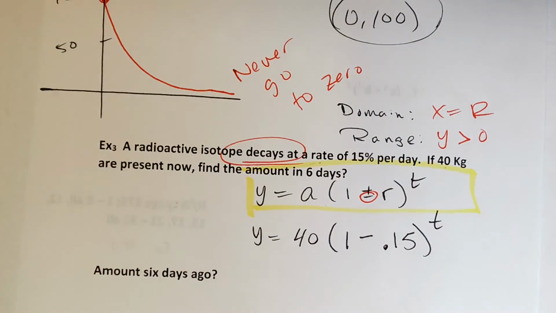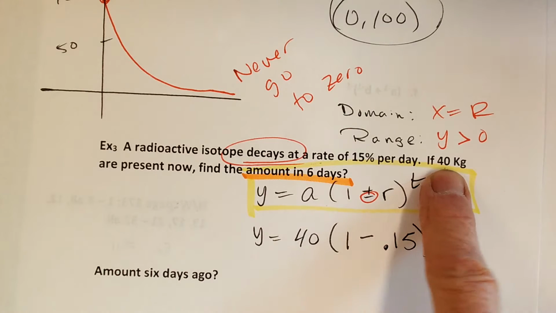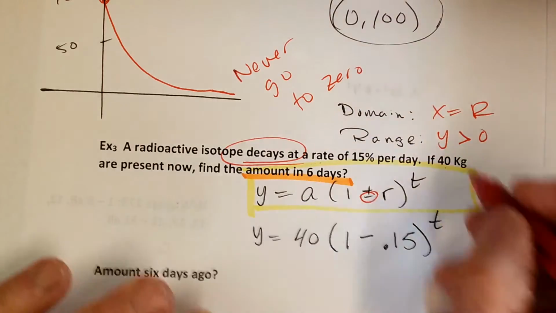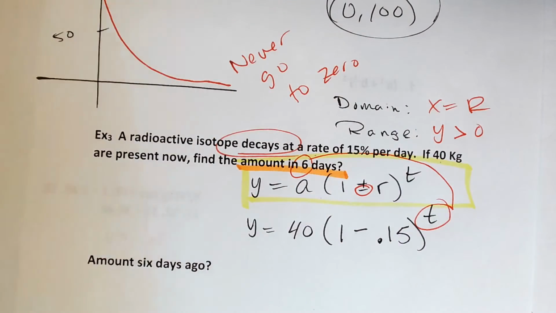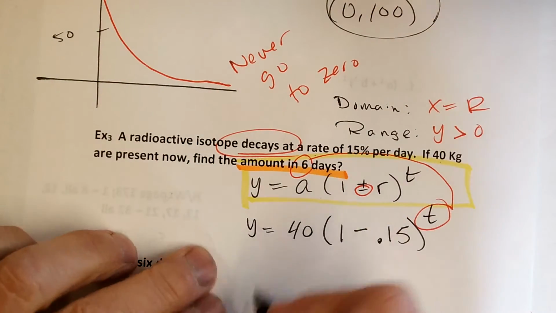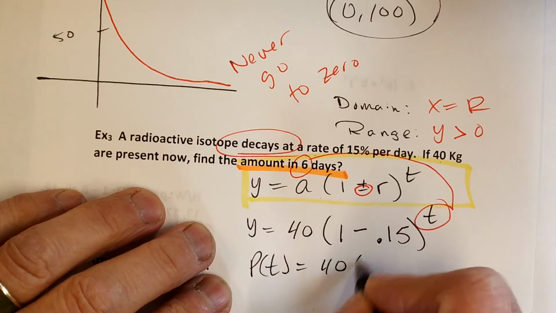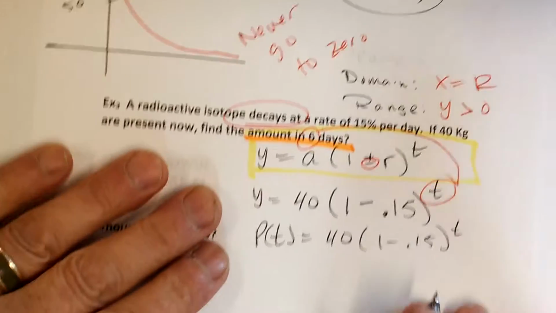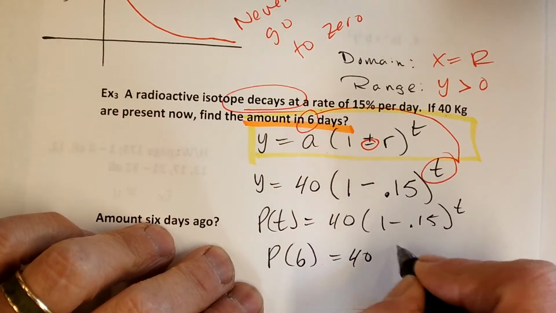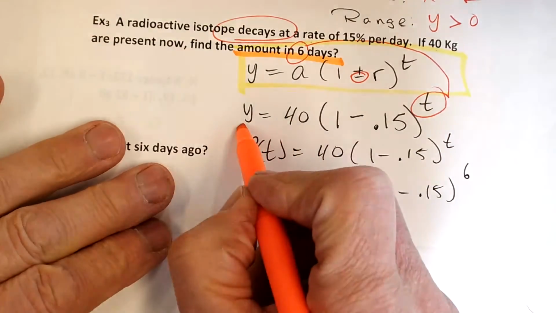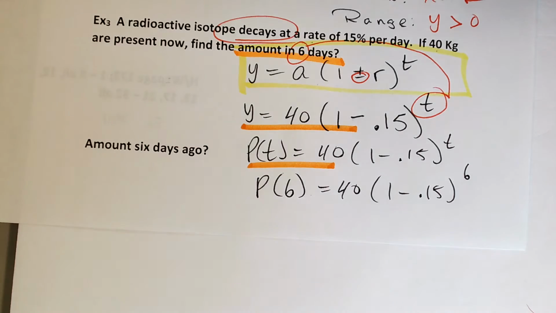So it says, first of all, find the amount in 6 days, okay? So one way you could do this is you could take 40, and then take 15% away, do it again, do it again, or just use the formula, right? That's why we made a formula. So use our formula, let's put our 6 days in for t, and then just use our calculator to get our answer. I'm going to make it into a function. I'm going to say P of t equals 40 times 1 minus 0.15 to the t. So P of 6 equals 40 times 1 minus 0.15 to the 6th power, okay? So I just changed it to a function, that's all. They're the same equation, but I like it in terms of population and time, right?